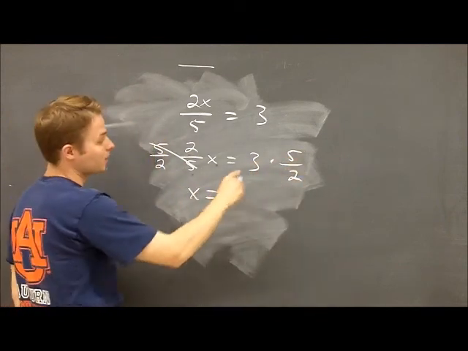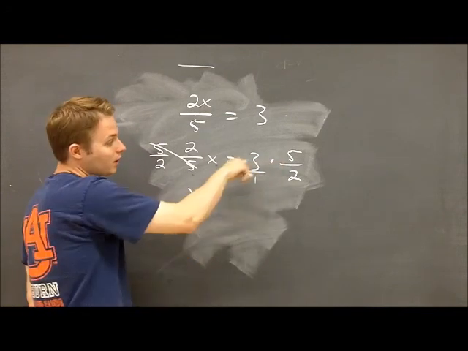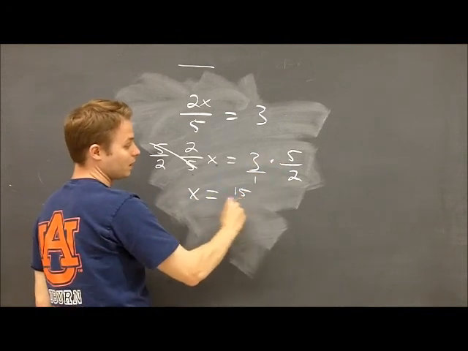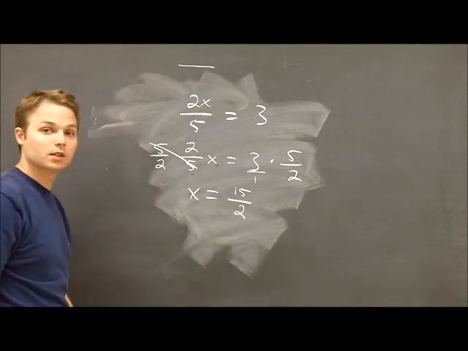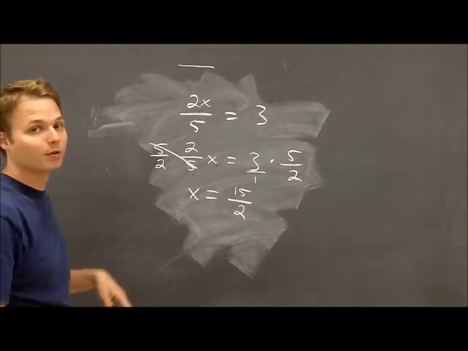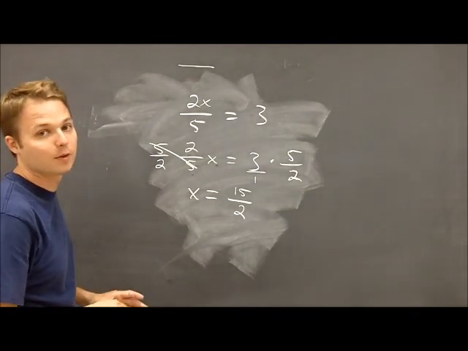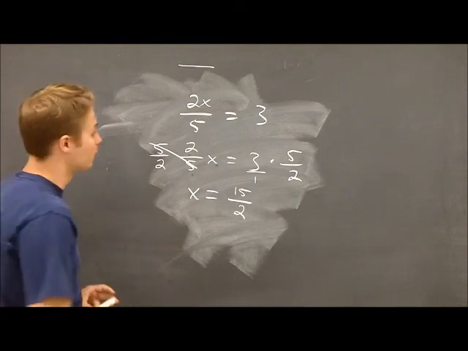And we should get the same answer. 3 times 5/2, this is really 3 over 1. So 3 times 5 is 15, and then 1 times 2, of course, is 2. So of course, we did get the same answer. So sometimes there's a couple of ways to work the same equation. A lot of times you'll find 2 or 3 maybe different routes to go with it.